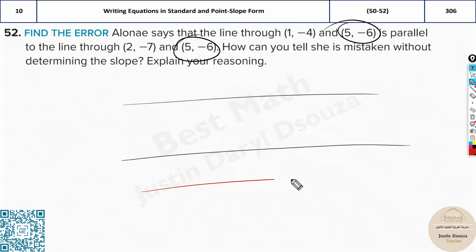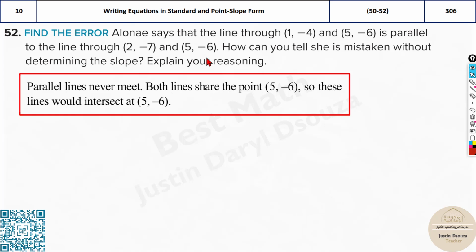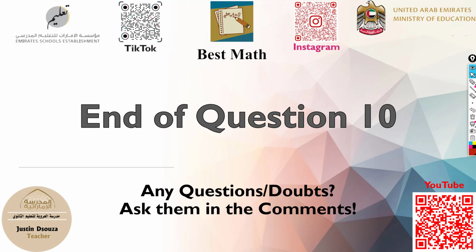So that means no matter what, the lines are going to touch somewhere at (5, -6). So this is why we can tell she's wrong. Whatever the lines are, they will be touching at the same common point. Therefore, they cannot be parallel. You can just tell these points are repeated, therefore they have to intersect at that point, so they cannot be parallel. And that's the end of question 10. A very simple one. Just remember the two formulas, the slope-intercept form and the slope formula. Compare the slopes and then determine whether they are parallel or perpendicular.